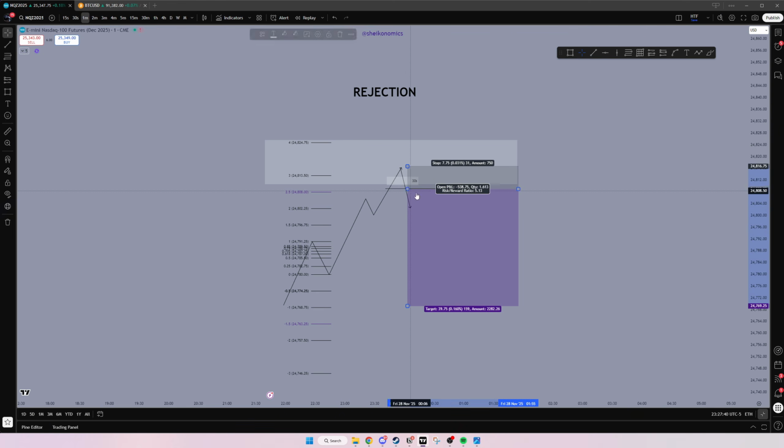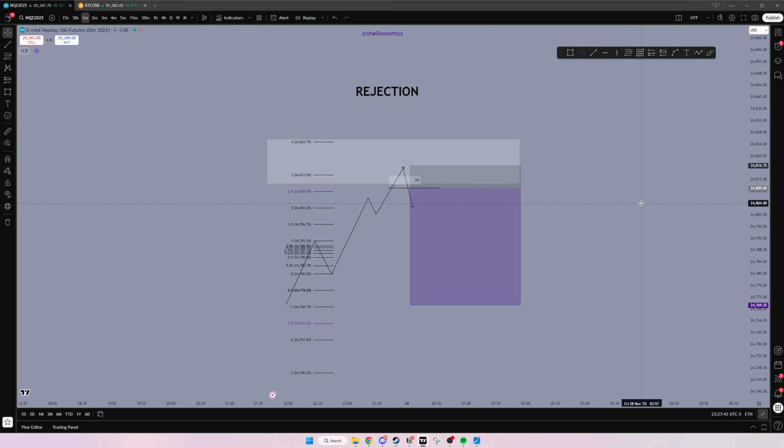So you can just use those confluences to enter instead of the rejection, because it gives much more safety if you actually know, okay, we have a 15-second CISD and a 30-second inversion. You're not just entering off of the first down close candle.